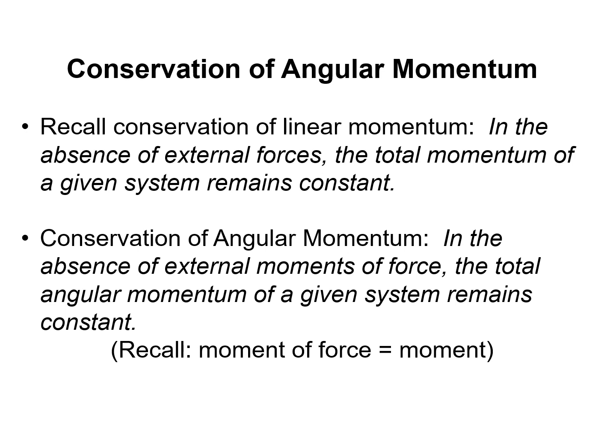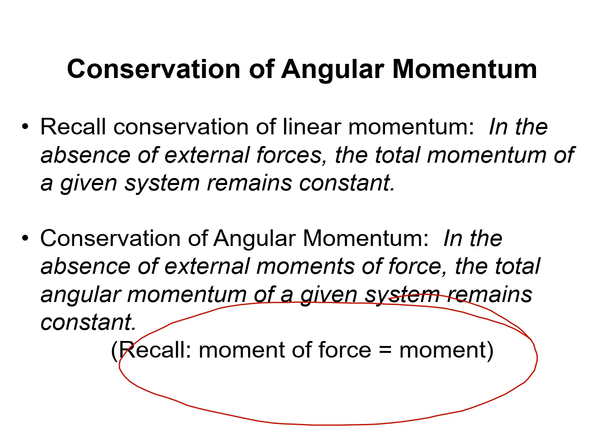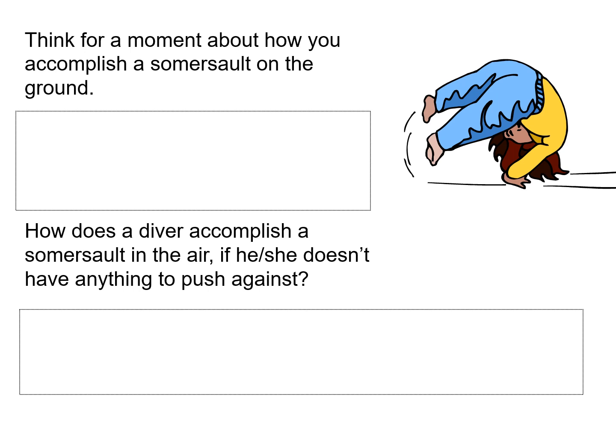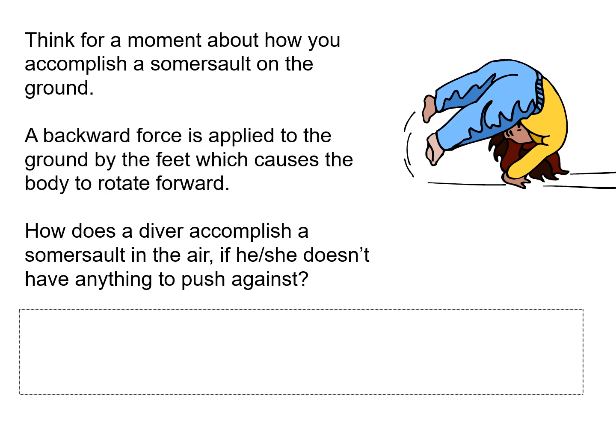So remember that moment of force is equal to moment. So let's think for a moment about how you'd accomplish a somersault on the ground. First, a backward force is applied to the ground by the feet, which causes the body to rotate. So how does a diver accomplish a somersault in the air? They don't have that reaction force applied to the ground. They're up in the air. If he or she doesn't have anything to push against, how are they performing a somersault in midair?